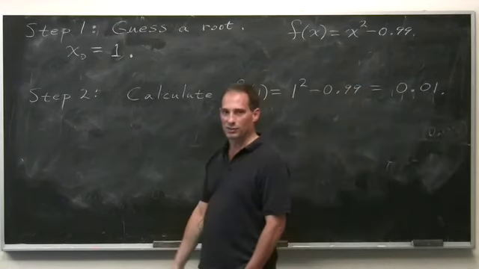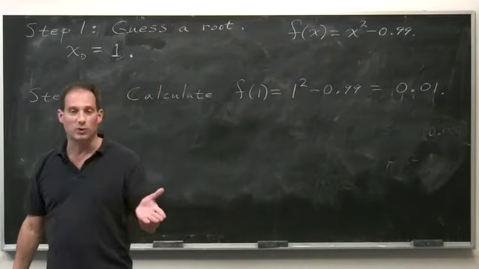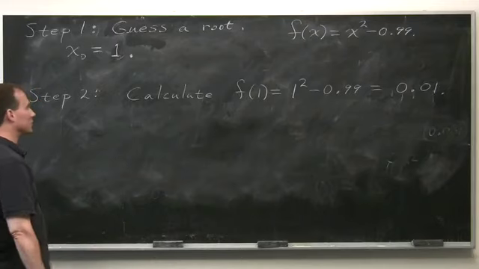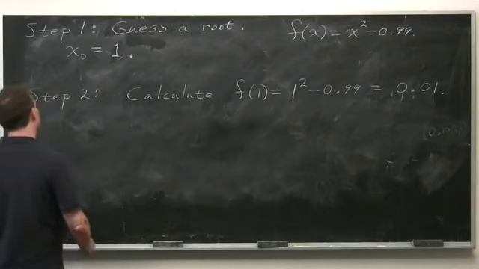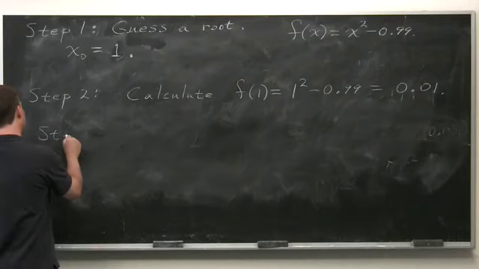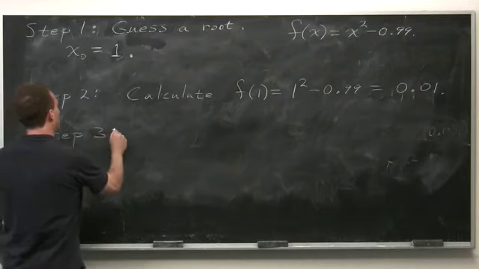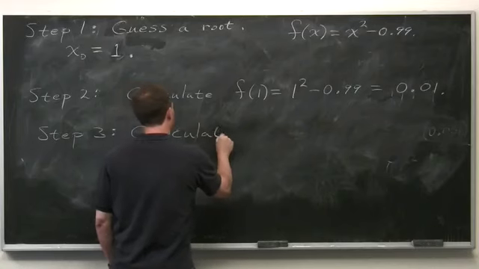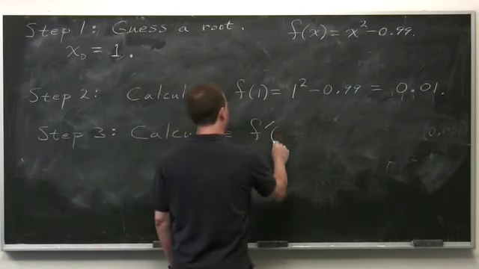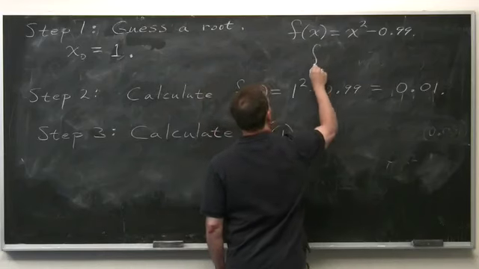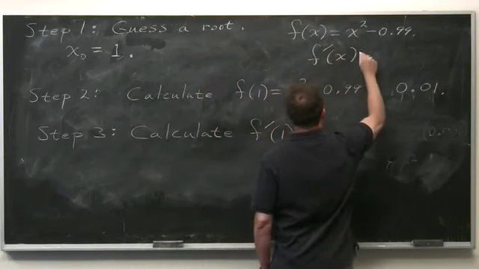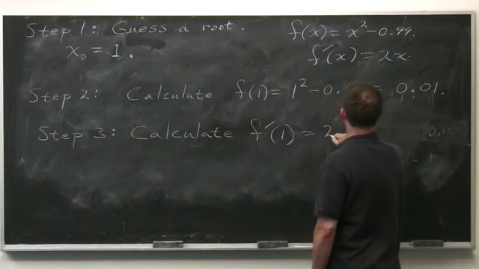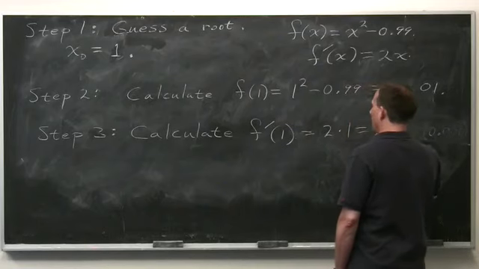If that were close enough to 0 for whatever purpose we had, then we could stop at this guess, but that's kind of boring to guess 1, so we're not going to stop. In the next step, you also need to calculate f prime at 1. All right, f prime of x is 2x. f prime of 1 then is 2 times 1, so it's 2.